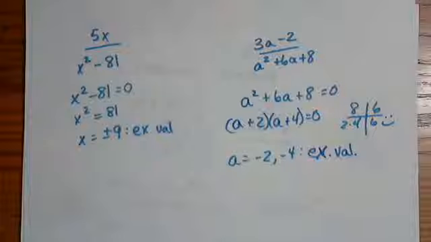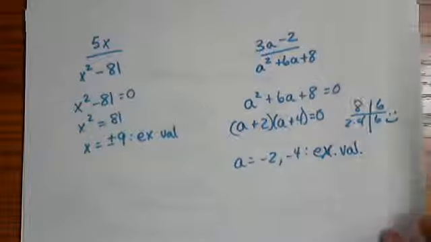Those are the excluded values. Okay, you got those excluded values down. You know what you're doing. That's a good thing. Let's look at this real-world example at the top of the next page.